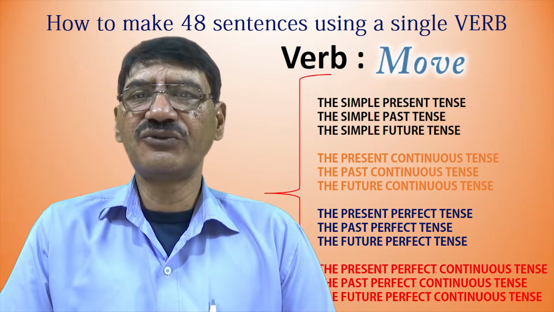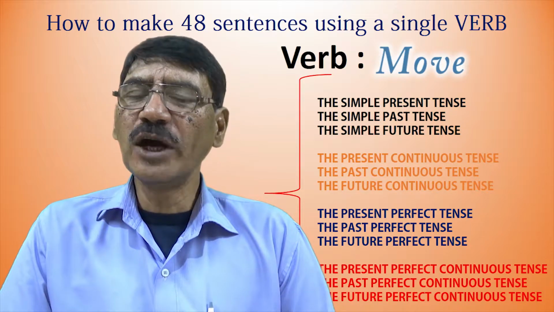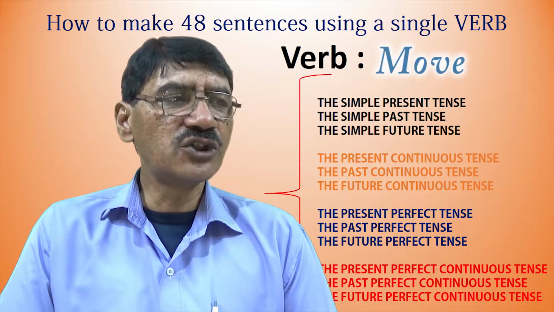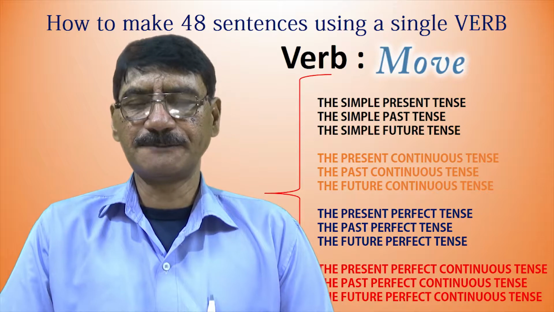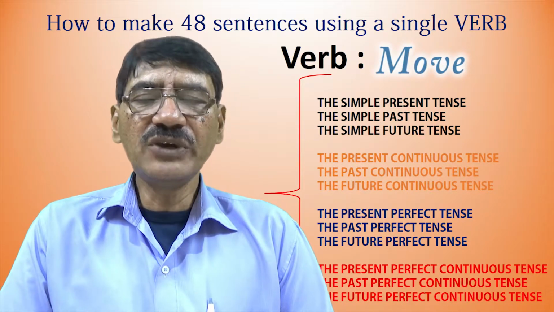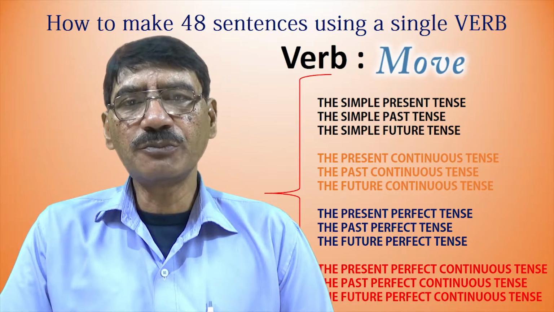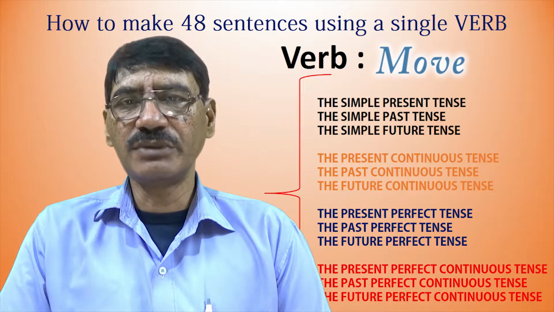We will have moved from place to place. We won't have moved from place to place. Will you have moved from place to place? Won't you have moved from place to place? We have been moving from place to place. We haven't been moving from place to place. Have you been moving from place to place? Haven't you been moving from place to place?